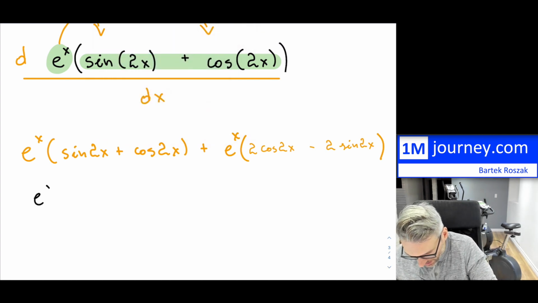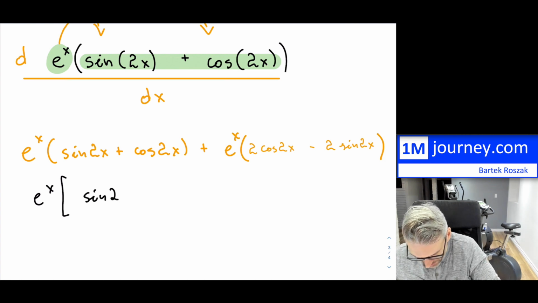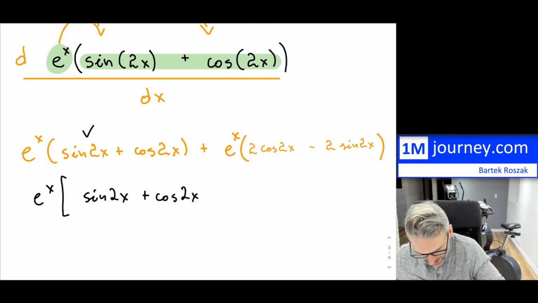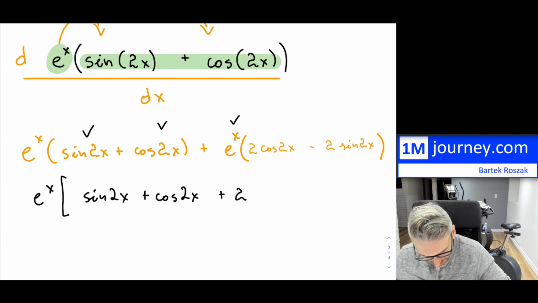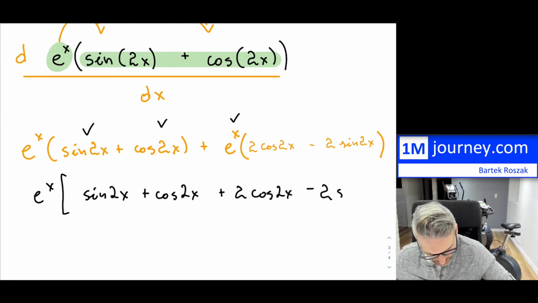So I'll take out the e to the x, and then this is going to be sine 2x, that's this one, that gets left behind there, plus cos 2x, that's that. And now the e to the x has come out, so this is now plus 2 cos 2x minus 2 sine 2x, and that's all in brackets.